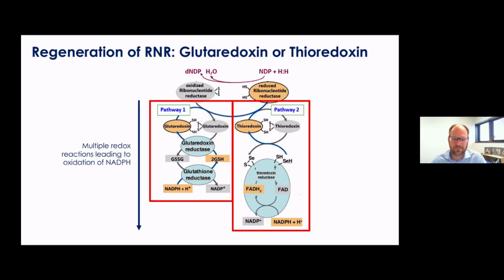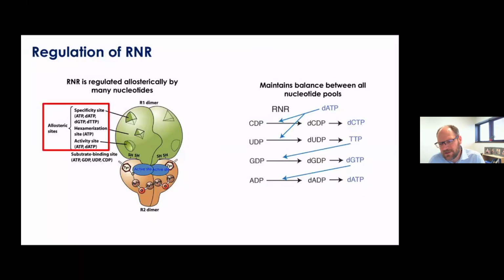Pathway 2 uses a different redox source, thioredoxin, and works similarly, except that ultimately FADH2 is the cofactor that allows you to regenerate the thioredoxin, driven by thioredoxin reductase. And ultimately that can be reducing equivalents from nucleotides like NADPH. So this is that really cool regulatory mechanism I was telling you about for ribonucleotide reductase.